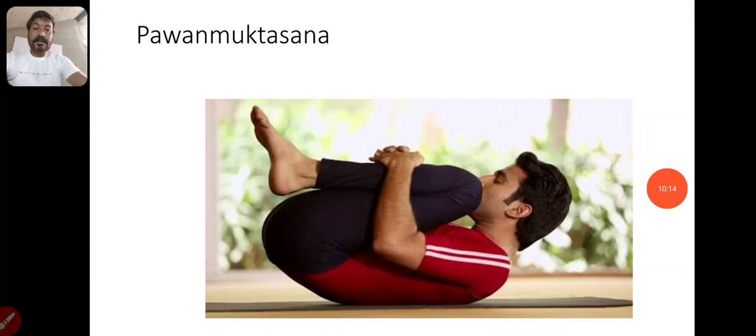If a person has had recent abdominal surgery, they must not perform this asana. Anyone suffering from hernia or piles should avoid this asana. Pregnant women should not practice this asana. If there is any pain or injury related to the neck, the head should remain on the floor while practicing this asana.